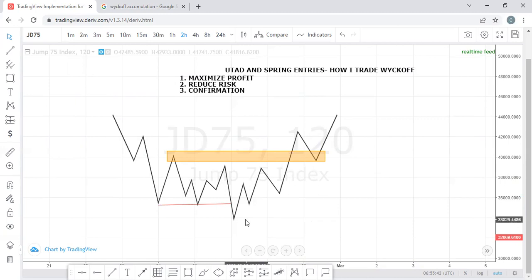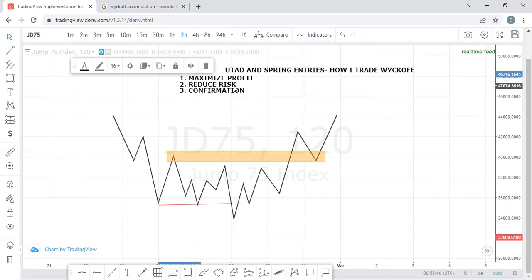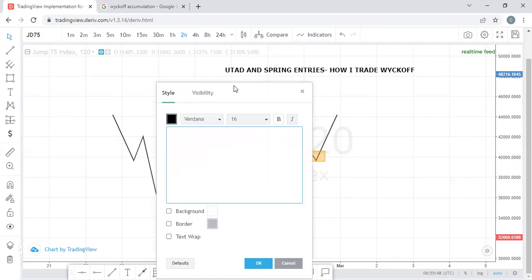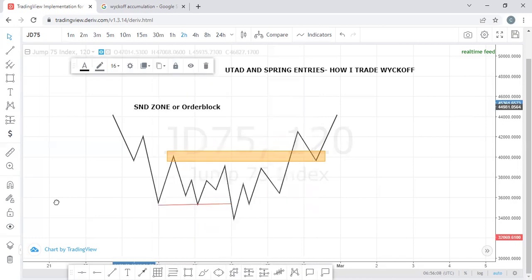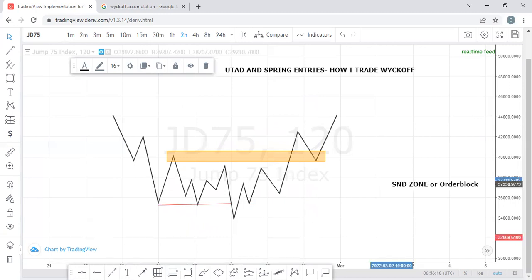Now, the first way I get my entry at this spring is that, number one, I use a supply and demand zone, right? If I find an S and D zone or an order block, I know supply and demand are not the same as order blocks. If you want to know the difference, go to my previous videos and watch the difference between them. So I want to see my S and D zone. Let's assume there was a kind of supply zone below, maybe some kind of order block at this point here.